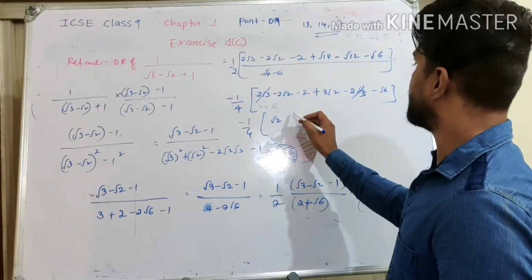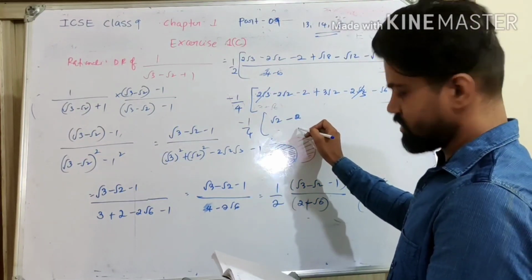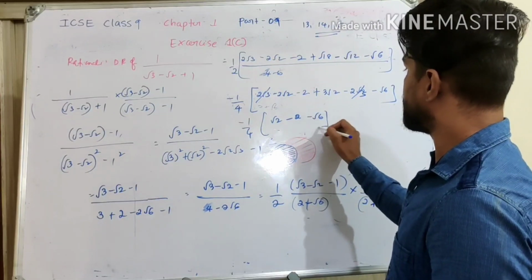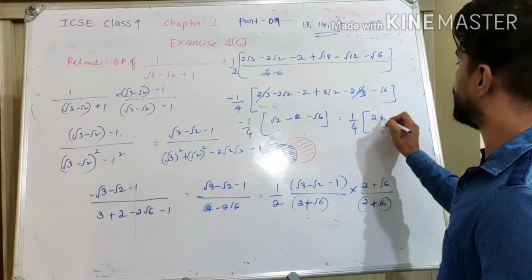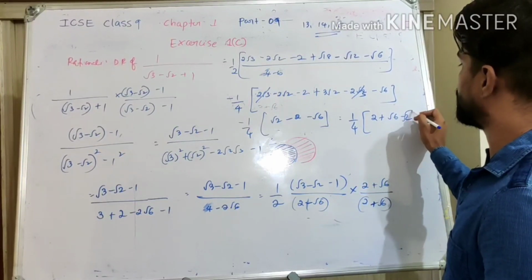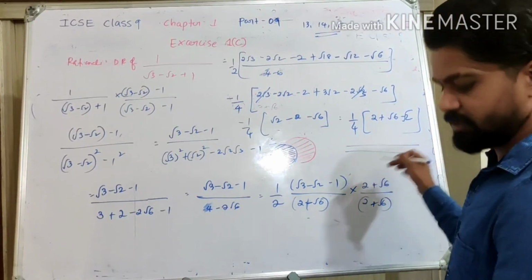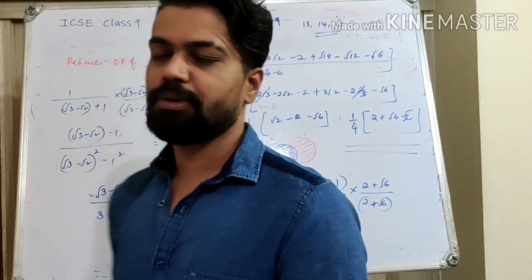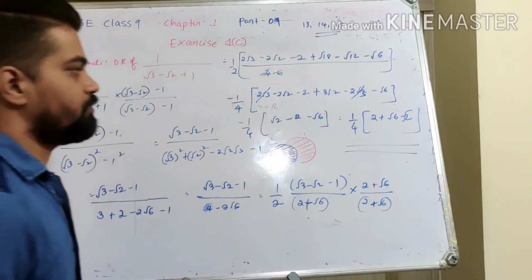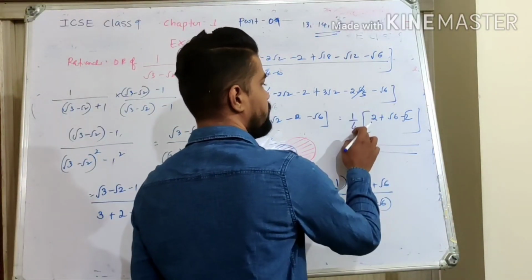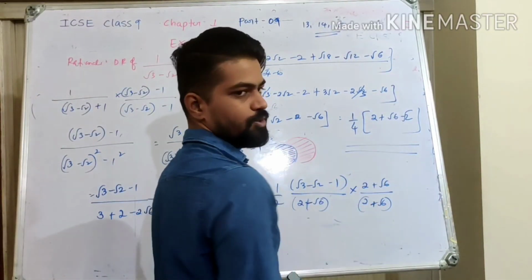Yes. Then minus 2 minus root 6. And we multiply that minus sign again back. We get 1 by 4, 2 plus root 6 minus root 2. This will be the final answer. So we should be very careful while simplifying because we may miss out a lot of signs, everything. So be careful while simplifying. This will be the answer, 1 by 4 into 2 plus root 6 minus root 2.